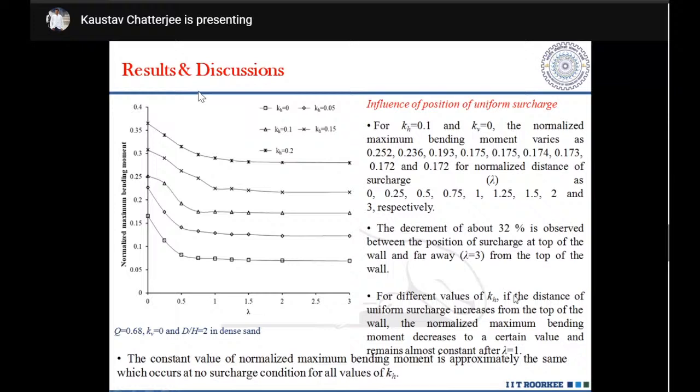Similarly, for different values of KH, if the distance of the uniform surcharge from the top of the wall increases, the normalized maximum bending moment decreases, and it is almost constant beyond lambda equals 1. That is, beyond that particular distance factor lambda, wherever we place our surcharge loading, it is not going to have any influence on the bending moment. The constant value of normalized bending moment is approximately the same as when there is no surcharge placed, for all values of KH. That is, whatever maximum bending moment value I get is almost similar to the no surcharge loading condition.